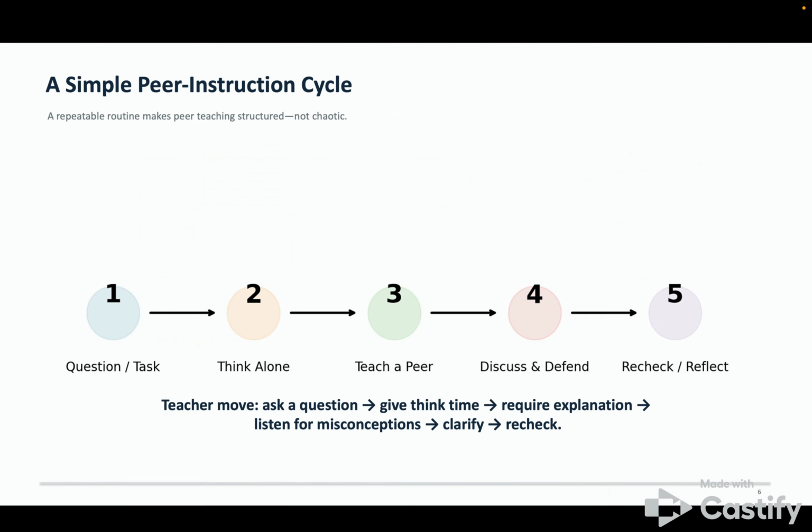Third, students teach a peer. They explain their answer or their reasoning. Then comes discussion and defense. The other students can ask questions or challenge the explanation. And finally, we recheck and reflect. This is where the teacher comes back into the process. The teacher can correct misconceptions, clarify the concept, and determine whether students actually understand. So the cycle is think, explain, question, defend, check. That is a very simple routine, but it can be extremely powerful.